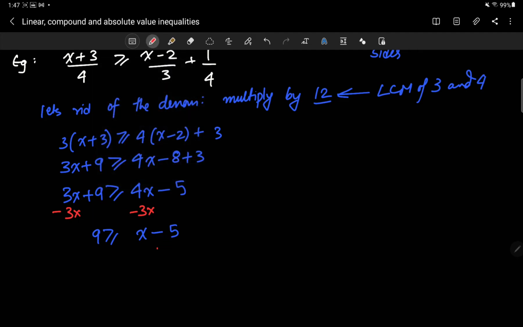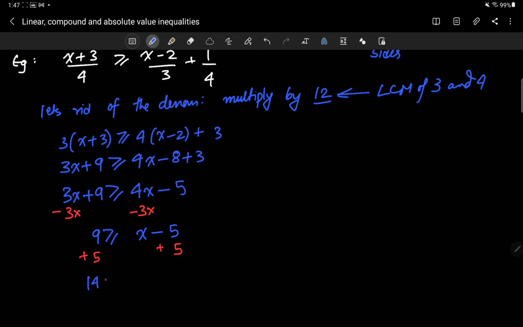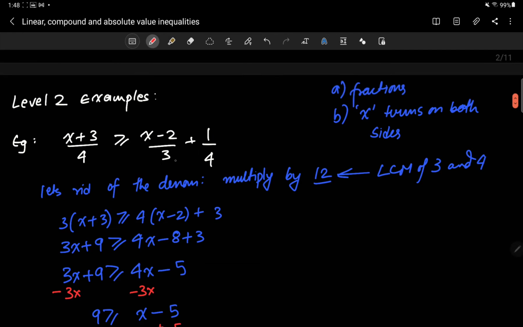And now I add 5 to have all the numbers on one side, which gives me x is less than or equal to 14. So on the number line, that's 14, solid dot, and everything to the left of it. So basically this says that as long as x is less than or equal to 14, then this expression holds true.